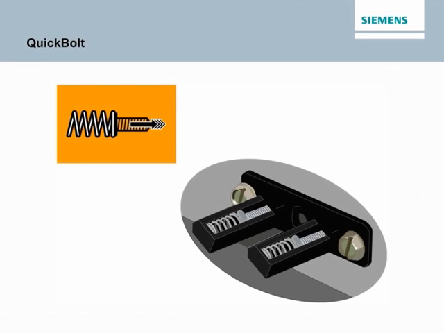Quick Bolt is an exclusive Siemens feature that simplifies installation of adjacent modules. With this feature, bolts are retracted until openings line up, at which time springs push the bolts through and maintain pressure while wing nuts are attached and tightened.